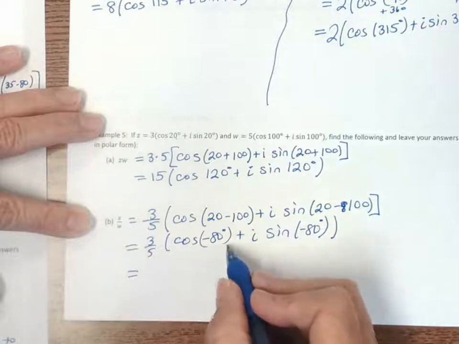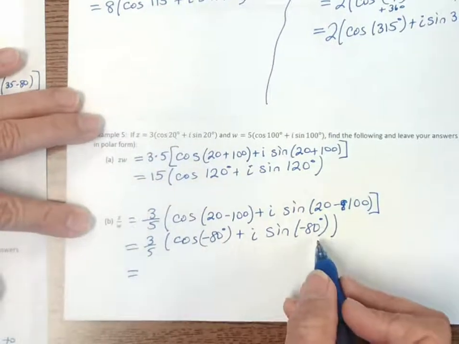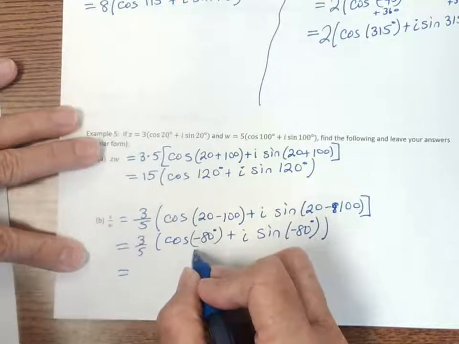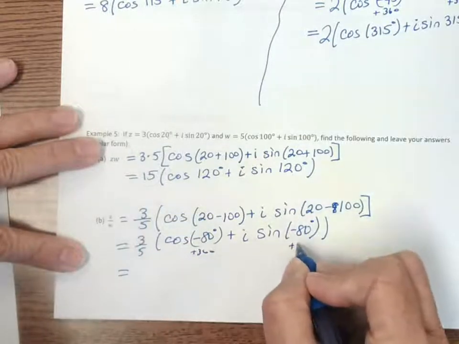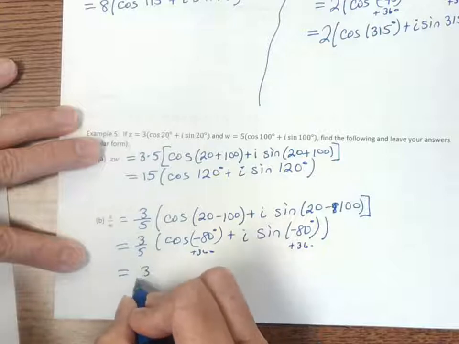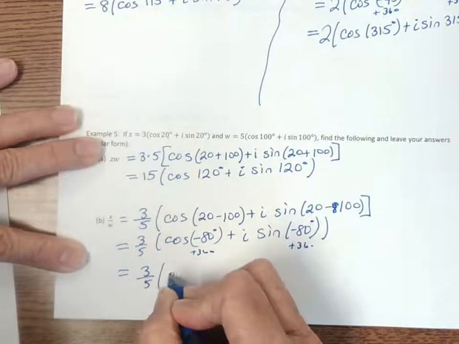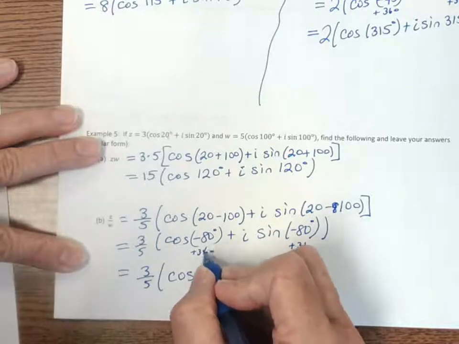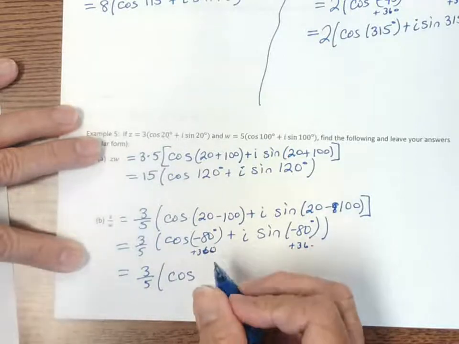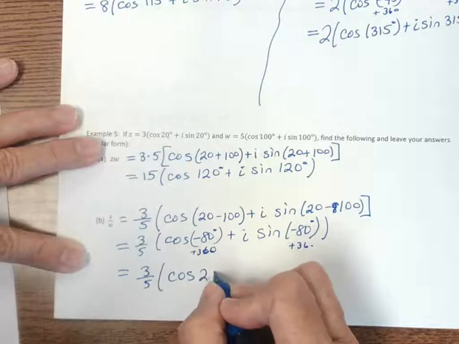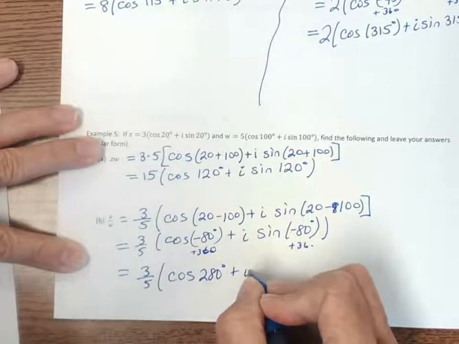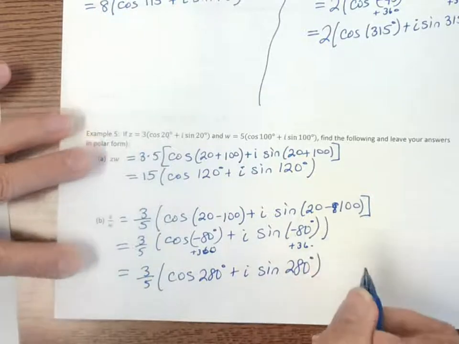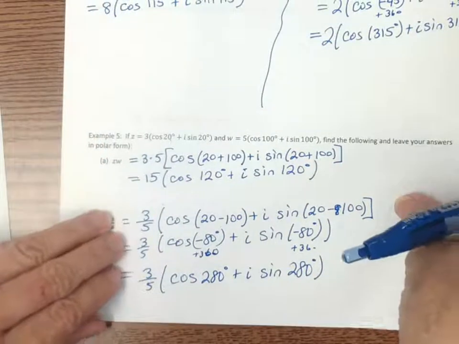And again, I can't have negative angles, so to get rid of the negative angles, I am going to add 360. So I have 3/5 times the cosine of negative 80 plus 360, which is 280 degrees, plus I times the sine of 280 degrees. And there we go. Okay, let's continue on.